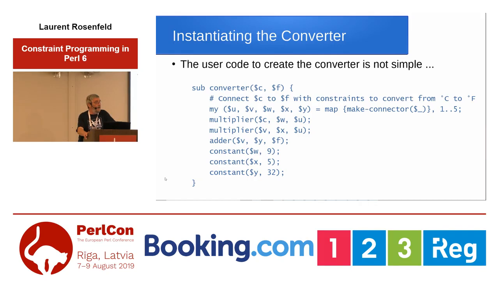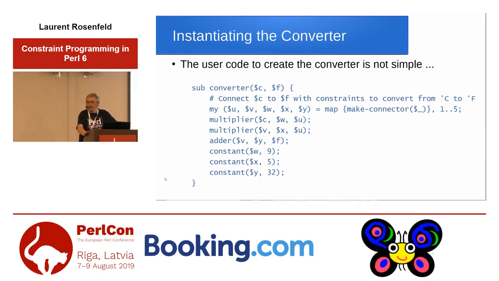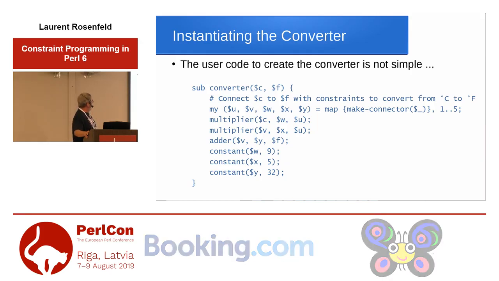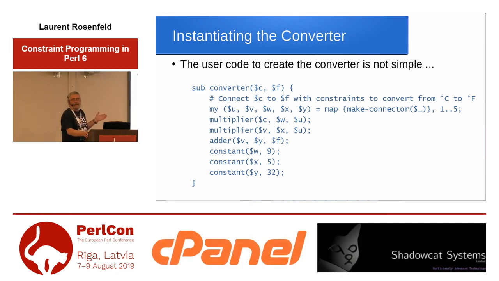So all this is of course available to the user, but how is the user going to use this constraint programming? Well, it's not so simple, because rather than having to define the 2 small subroutines which I showed at the beginning, the user has to connect all the various bits and pieces, the C, the Celsius temperature, the F, the Fahrenheit temperature, and make all the connections between the 2. So in the end, it's much more complicated than what we did at the beginning.